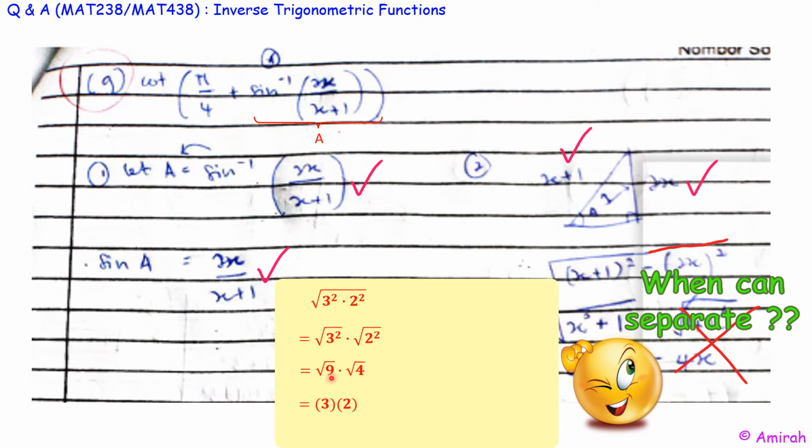Square root of 9 equals to 3, and square root of 4 equals to 2. In between here is multiplication operation. So after we simplify, we get 6.